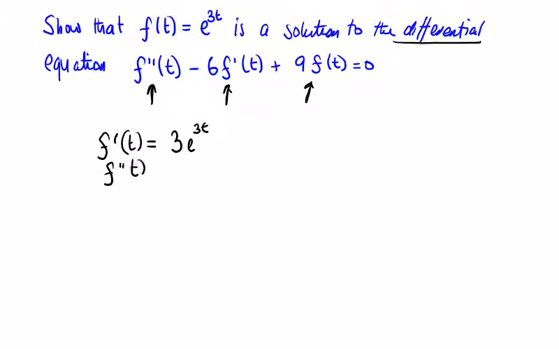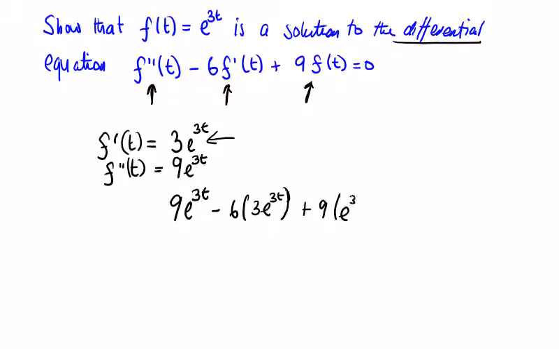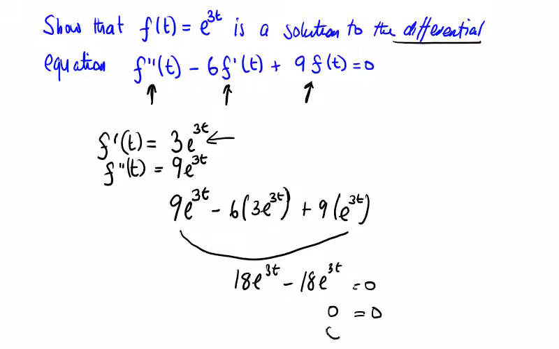F double prime t is 3e to the power of 3t times 3, which is 9e to the power of 3t. So something that looks quite difficult can actually be quite easy. So we end up with 9e to the power of 3t minus 6 times f prime t, 3e to the power of 3t, plus 9 times the original, e to the power of 3t. So that's going to give me 9 and 9, 18e to the power of 3t minus 18e to the power of 3t is equal to 0. 0 equals 0.